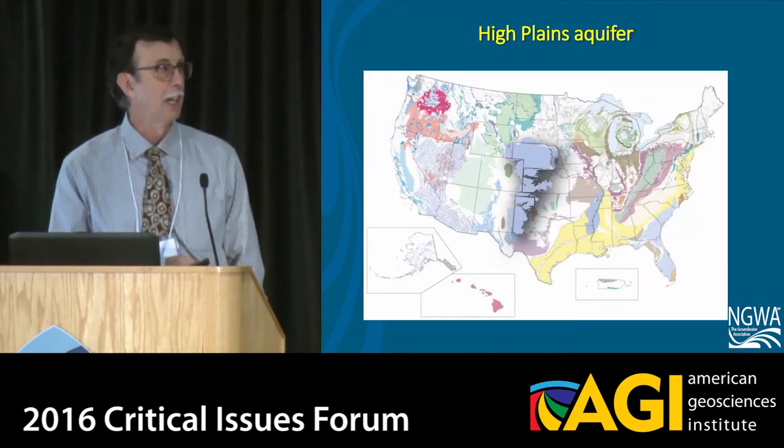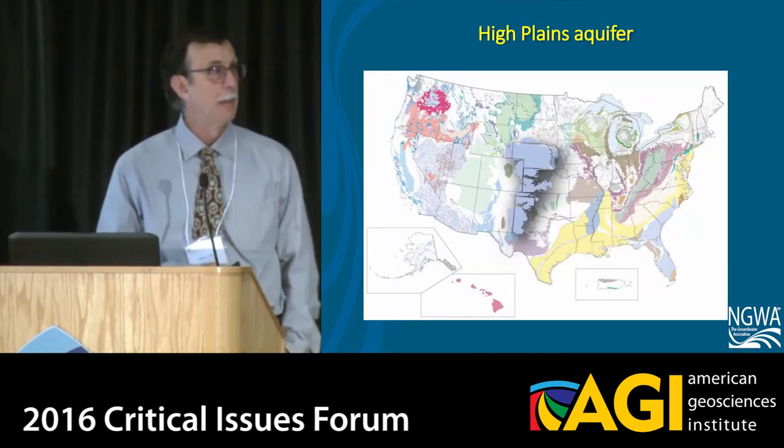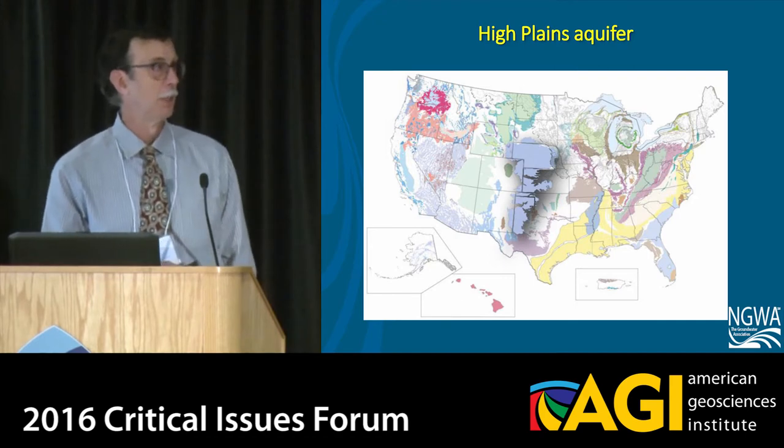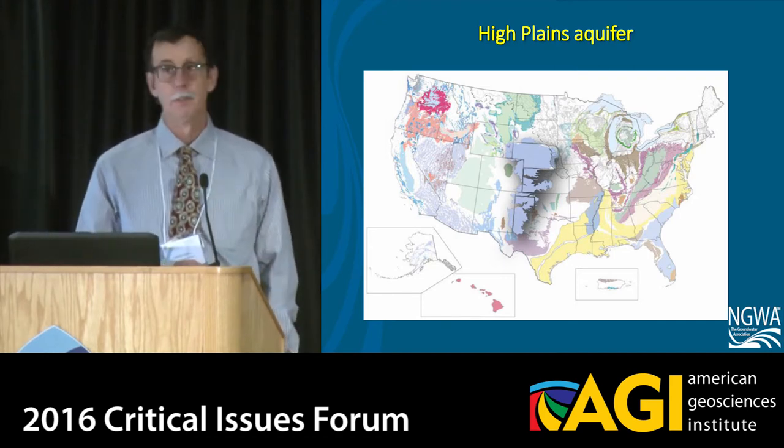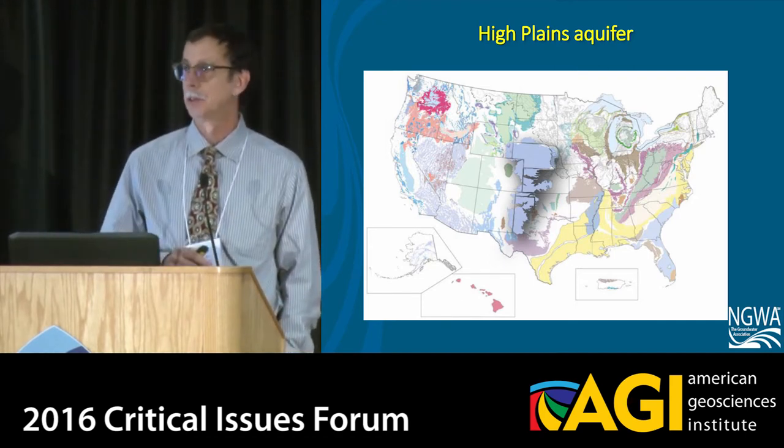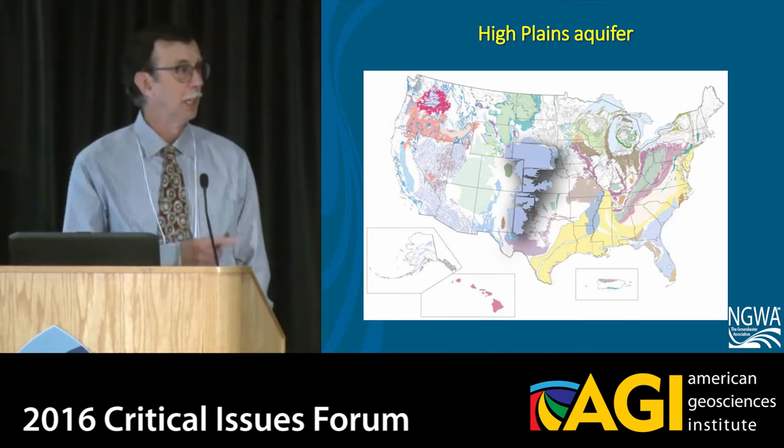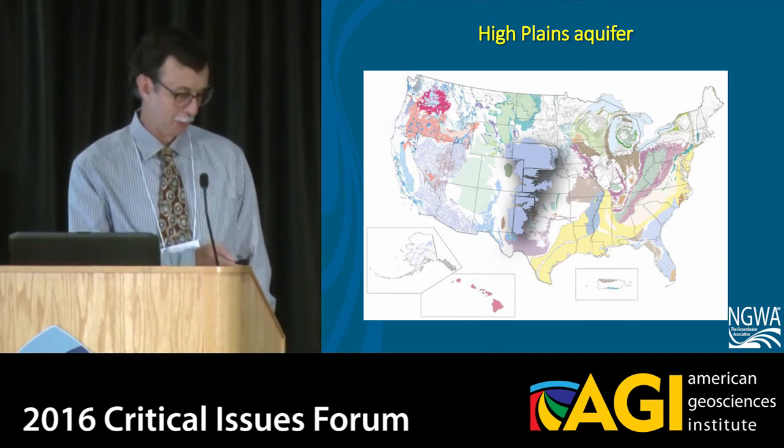So there's the High Plains aquifer. This is a map of principal aquifers, about 60-some that USGS put out. Any individual state has a much finer resolution of their aquifers. But the High Plains, of course, is a big one there, covering 8 states.